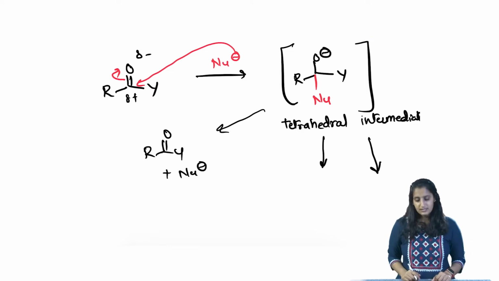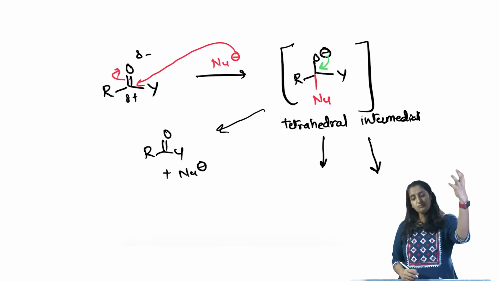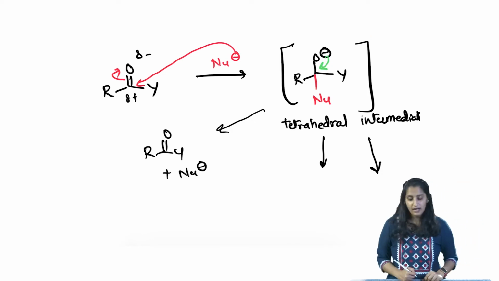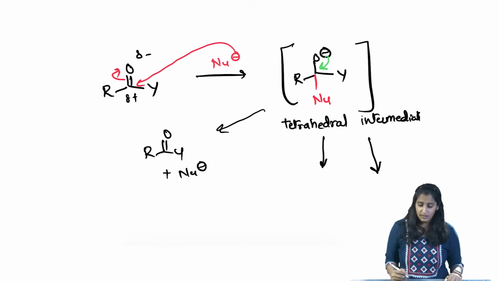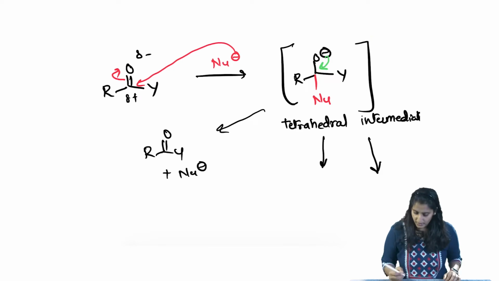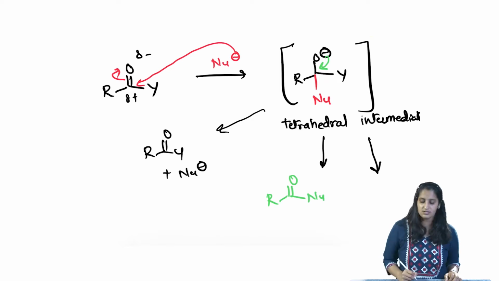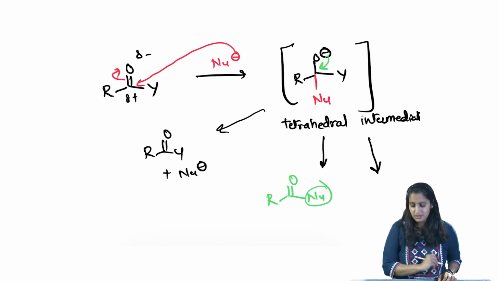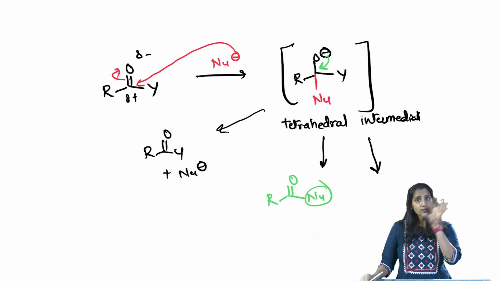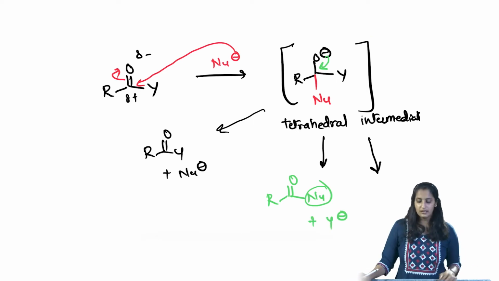That is one possibility, or what you can do is you can put the electrons back on the carbon, the oxygen reforms the double bond, but if Y is a much better leaving group, then you have now formed a new molecule RC double bond O attached with a nucleophile. So, now you have a substitution. Instead of Y, you have substituted the nucleophile and you have Y minus as the leaving group.